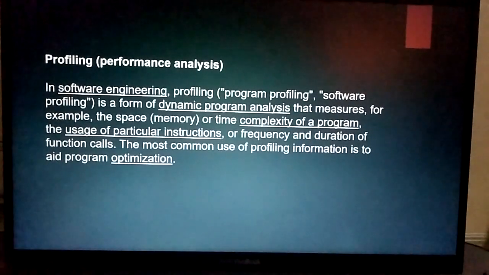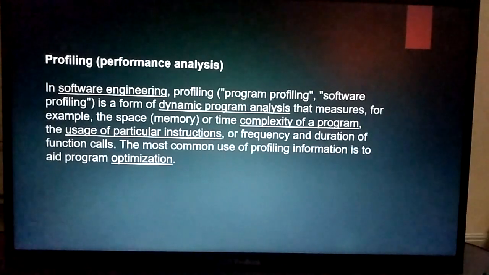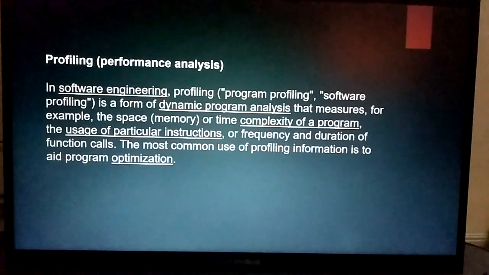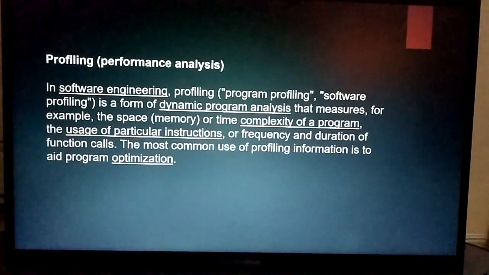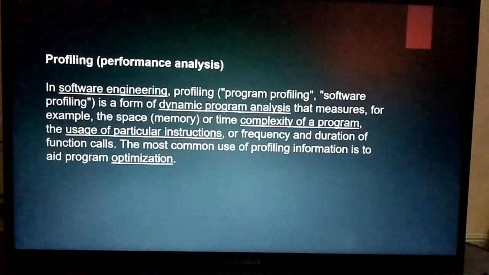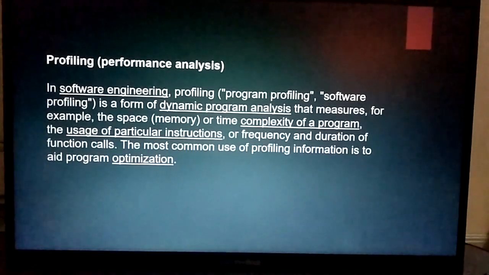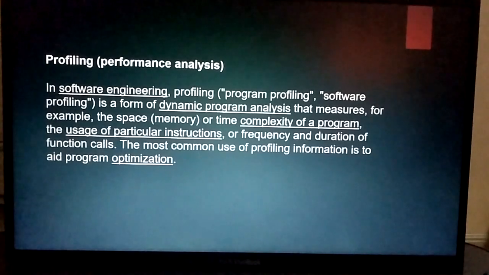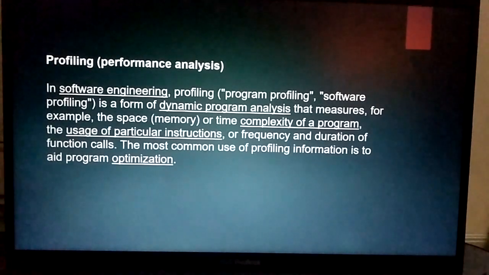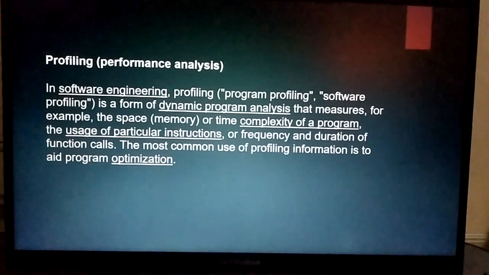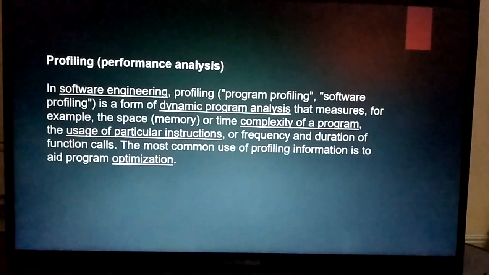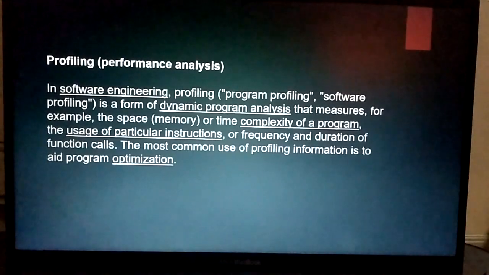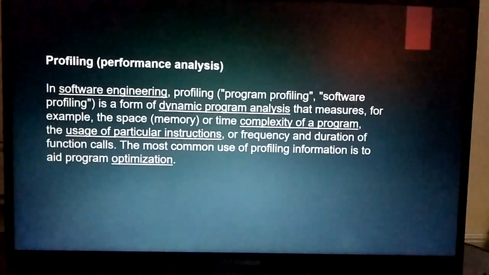Profiling or performance analysis. In software engineering, profiling or program profiling is a form of dynamic program analysis that measures, for example, the space, memory, or time complexity of a program, the usage of particular instructions, or frequency and duration of function calls. The most common use of profiling information is to aid program optimization.